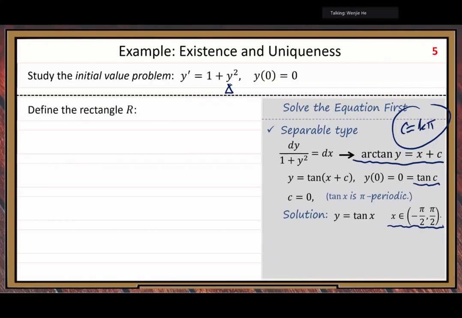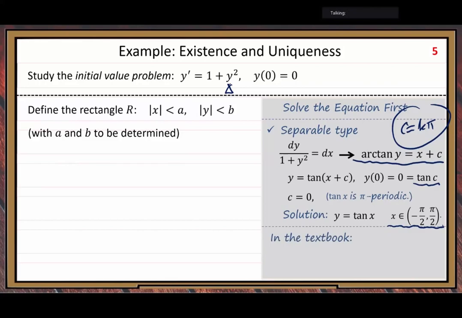But on the other side, we want to check the conditions in the previous theorem. All right. So rectangle area R. A, B to be determined. So in a textbook, A and B use these two simple numbers. Here, because we can do it a little differently, I put A, B to be determined. So we can make some change when necessary.